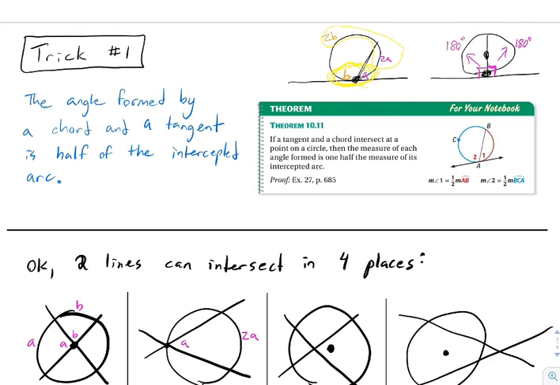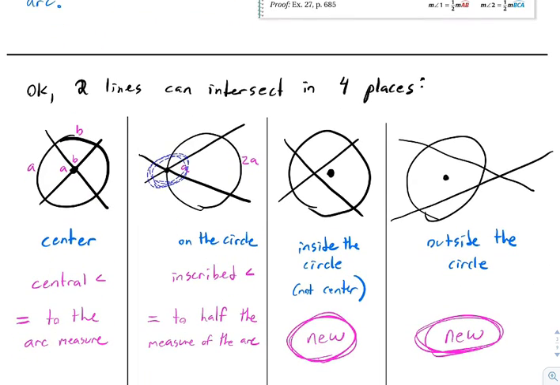Our second rule is, well, what if the lines crossed on the circle? So what if it was an inscribed angle? Okay, well, we talked about that. That's A to 2A. So what if the angle's at the center, and what if the angle's on the edge? We dealt with both of those. At the center, it's equal to the arc measure. If it's an inscribed angle, it's equal to half of the measure of the arc.